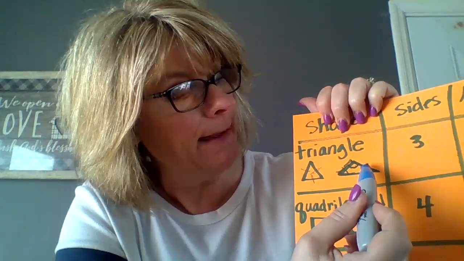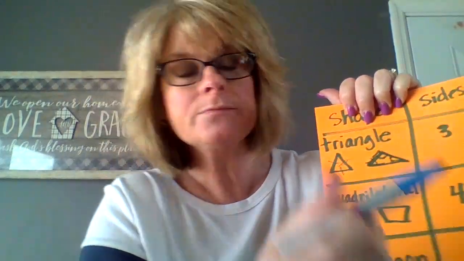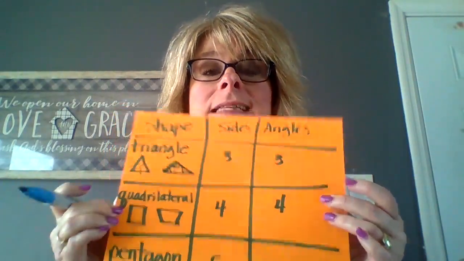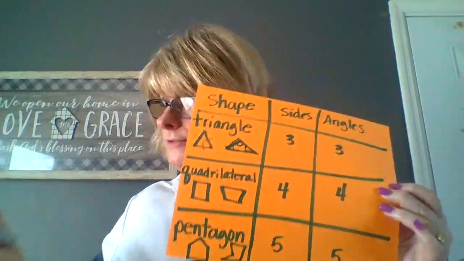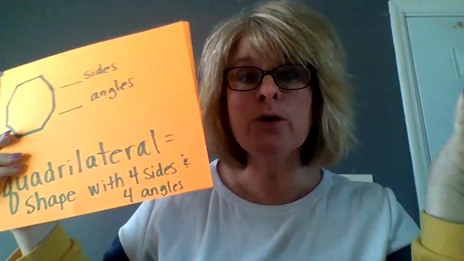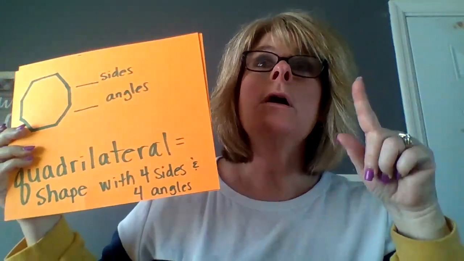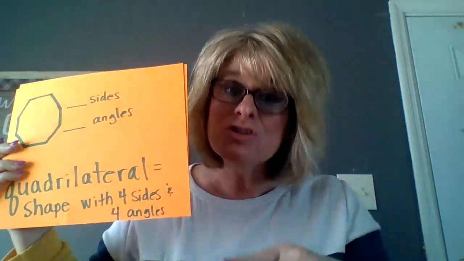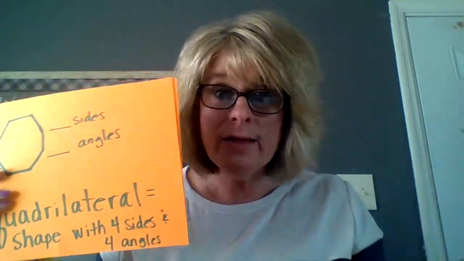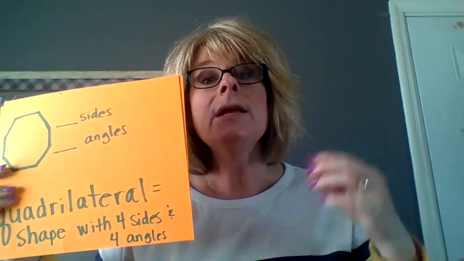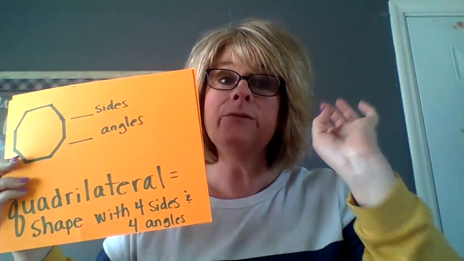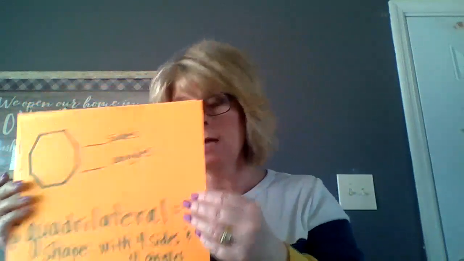Okay, remember it's that space in between. Okay, the next shape that they have is a quadrilateral. Now, a quadrilateral is a shape with 4 sides. So a quadrilateral is also considered a polygon, but not all polygons are quadrilaterals, because to be a quadrilateral, you can only have 4 sides and 4 angles. Okay, we'll come back to that.